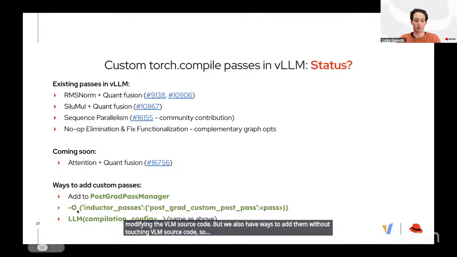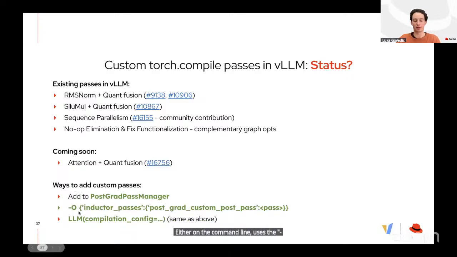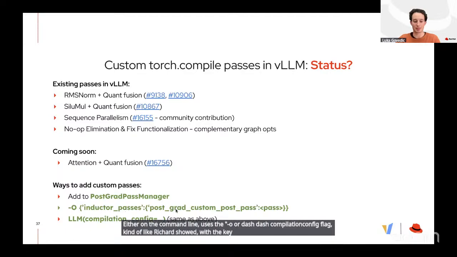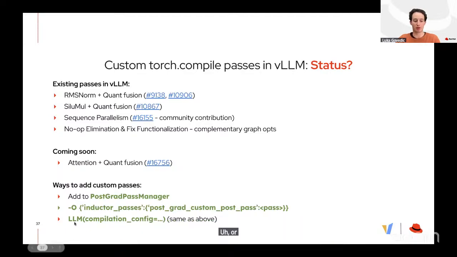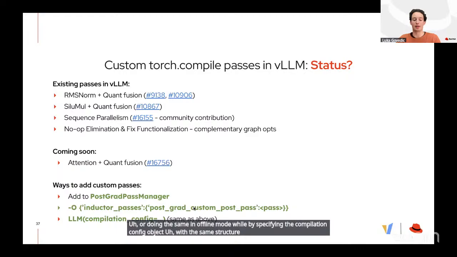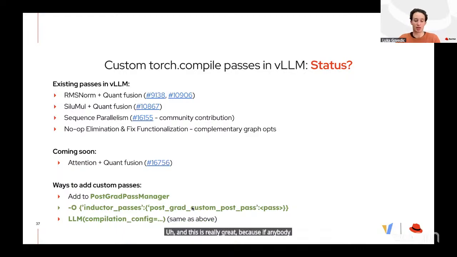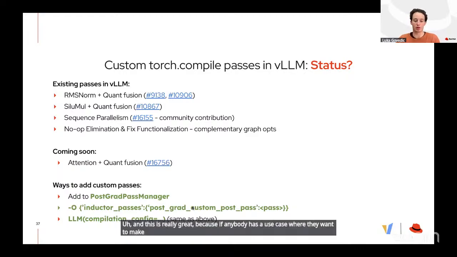So either on the command line, use the -O or --compilation-config flag, like Richard showed with the key inductor passes, or do the same in offline mode by specifying the compilation config object with the same structure as above. And this is really great because if anybody has a use case where they want to make custom transformations on the Torch FX pass, whether to insert custom kernels or just change around the structure or do anything else, they can do that without modifying vLLM source code.